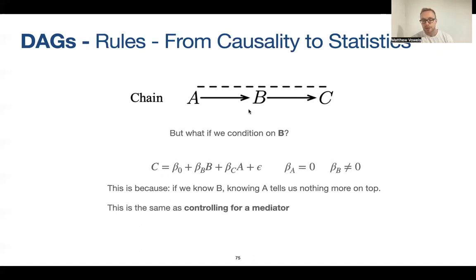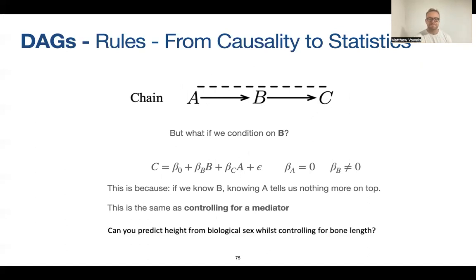So in other words, when we control for B, we block the statistical flow of information from A and C. We're effectively controlling for a mediator, and it's something that we shouldn't do. If we're interested in the effect of A on C, we shouldn't condition on B because B essentially contains all the information in A that is also in C.